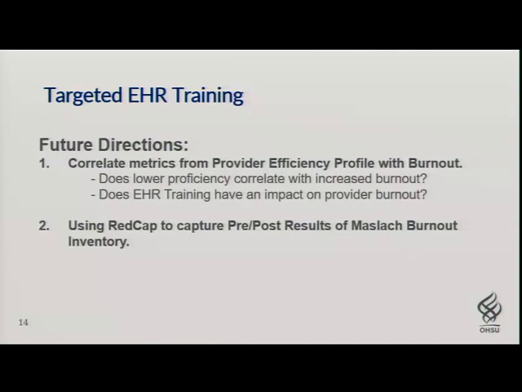Some of our future directions that we're hoping to integrate into the targeted EHR training is correlating the metrics from the provider efficiency profiles with burnout, specifically answering the question, does lower proficiency correlate with increased burnout? And if we address EHR training, can we also address provider burnout? One of the things that we're also working on is using REDCap to capture pre and post results of the Maslach Burnout Inventory after our interventions with the targeted EHR training, as well as addressing the issues in the clinic.